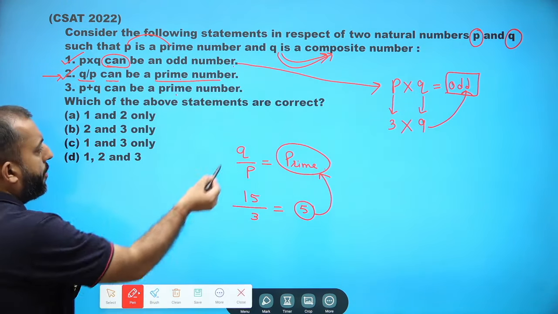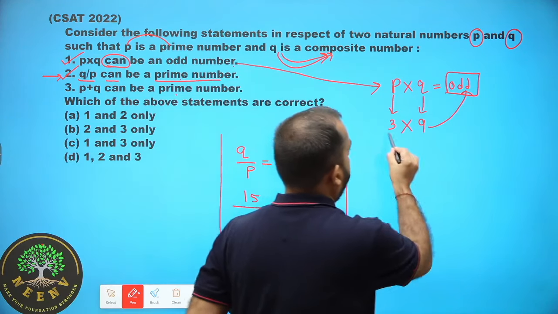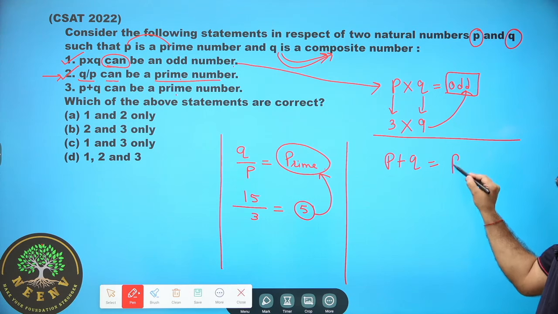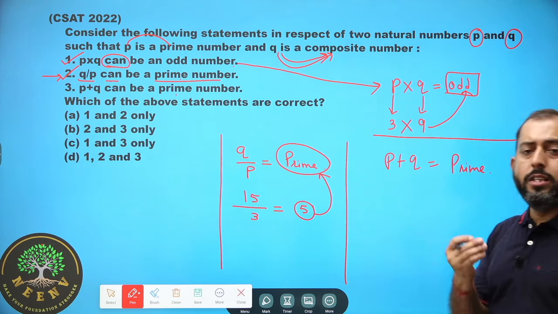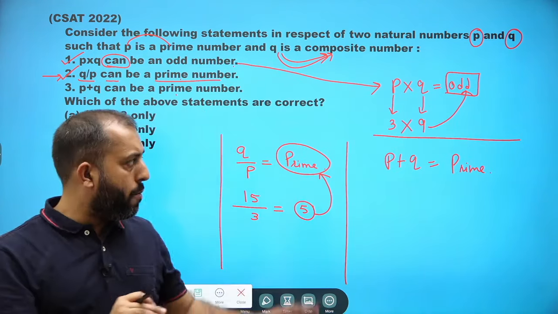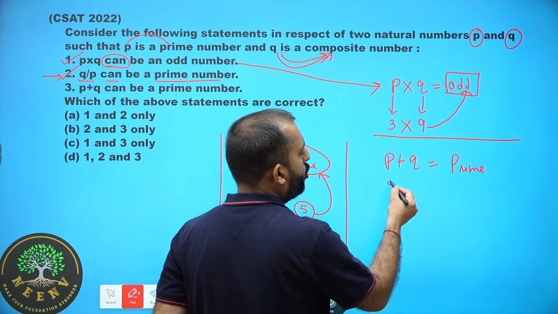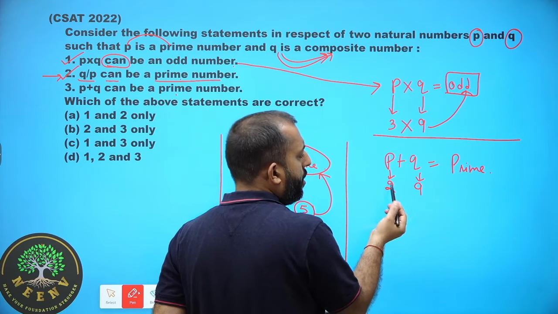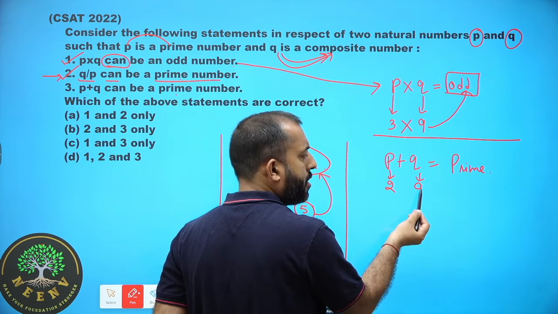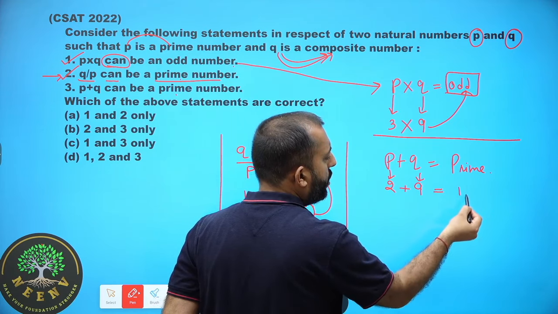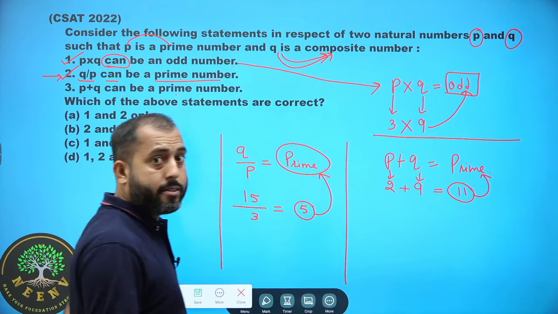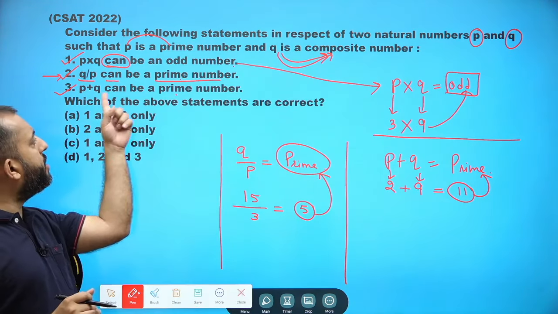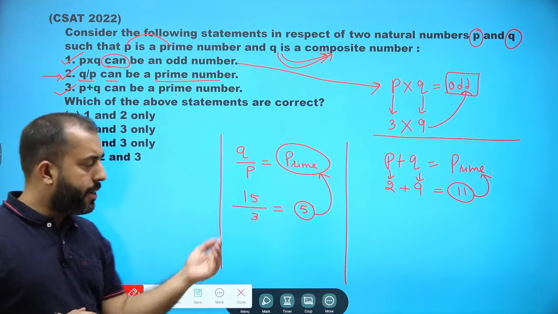Done. Let's talk about statement 3. Statement 3, P plus Q can be prime. So we have to assume values in such a way that the sum equals a prime. So let's say P is 2 and Q is a composite number, Q is 9. P is 2, Q is 9. 2 is a prime, 9 is a composite number. Now 2 plus 9 comes out to be 11, and 11 is what kind of number? Prime number. Hence statement 3 is also correct because we got one such condition that justifies statement number 3. So all the given statements are correct. Hence the right answer is option D.